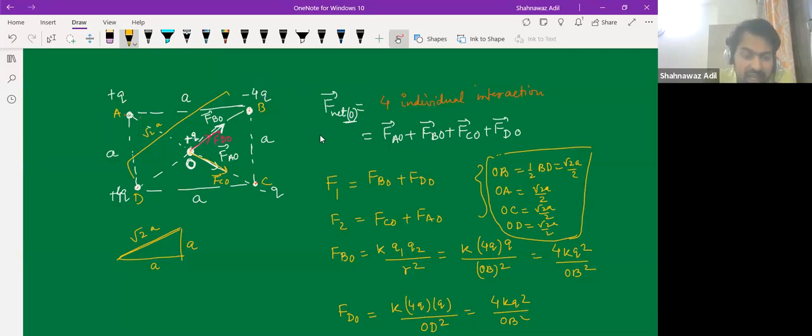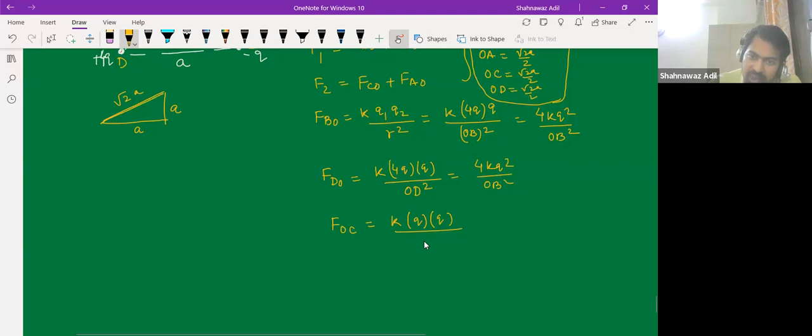And remember why we are not writing the sign of the charges: because we have already incorporated the direction, the influence of the negative polarity. That is why we are not writing minus 4Q and minus Q. So FOC is KQQ divided by OC square, which is KQ square divided by OB square. Similarly, OA is KQQ divided by OA square, which is KQ square by OA square.